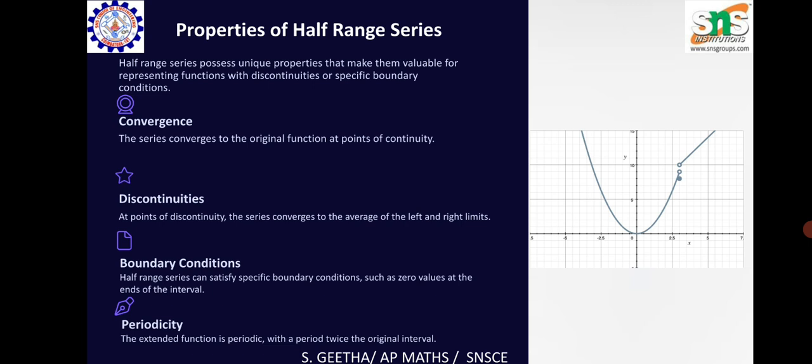Discontinuities: at the point of discontinuity, the series converges to the average of the left and right limits. Boundary conditions: half-range series can satisfy specific boundary conditions such as zero values at the ends of the interval. Periodicity: the extended function is periodic with a period twice the original interval.